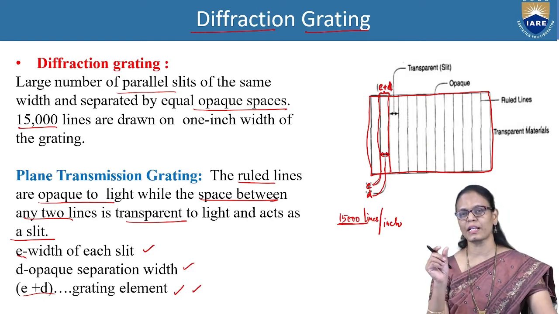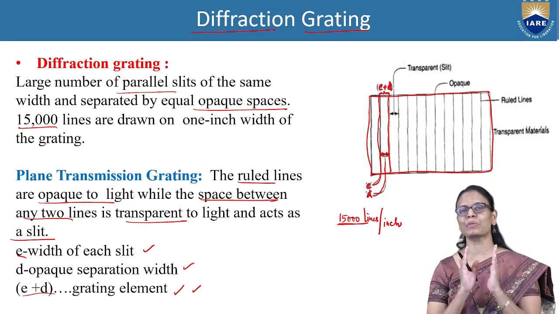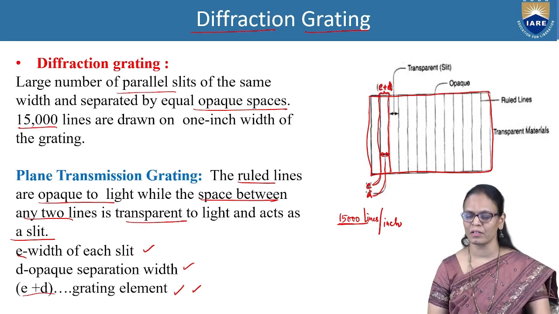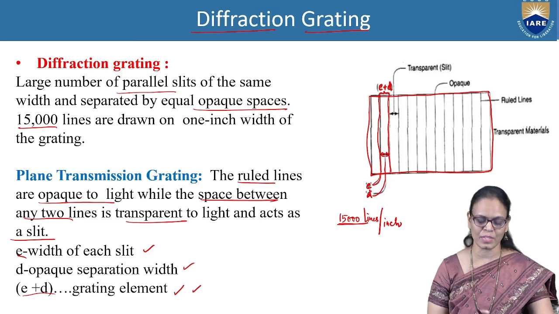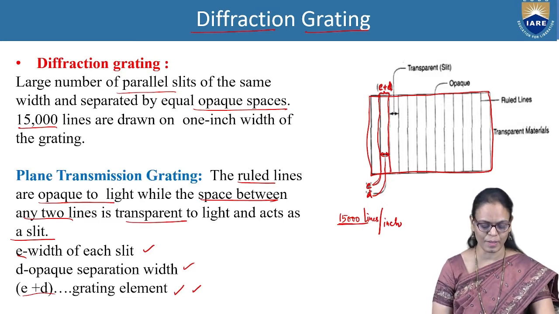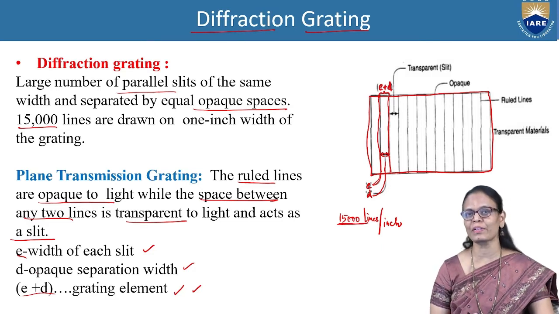E is the width of the slit, meaning the region through which light can pass. That is the region between two lines that are drawn. So like that we have drawn 15,000 lines, so there will be 15,000 spaces in between the lines through which light can pass. That is, E is the width of each and D is the separation between two lines. So we are taking the grating element as E plus D.